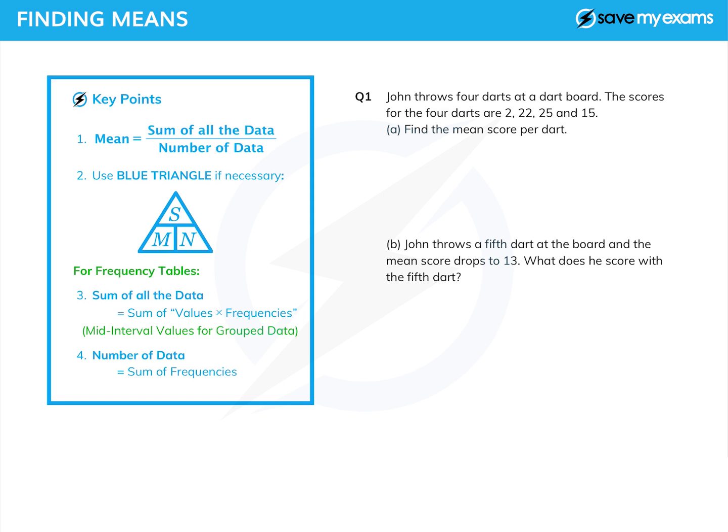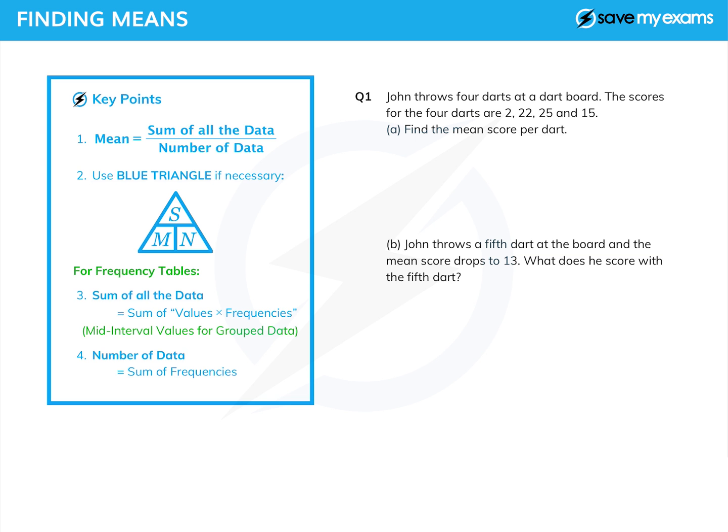But the mean is the one where we add up all the data, so we take the sum of all the data, and we divide by how many bits of data we have, the number of data, if you like. So it's quite straightforward. We can use a blue triangle here to rearrange that formula. You can see that I put mean is sum of all the data over the number of data. You might need to find the sum of all the data by multiplying the mean by the number of bits of data. And sometimes you'll have to do it for frequency tables, but we'll deal with that when we've done the first question. So let's have a look at this question.